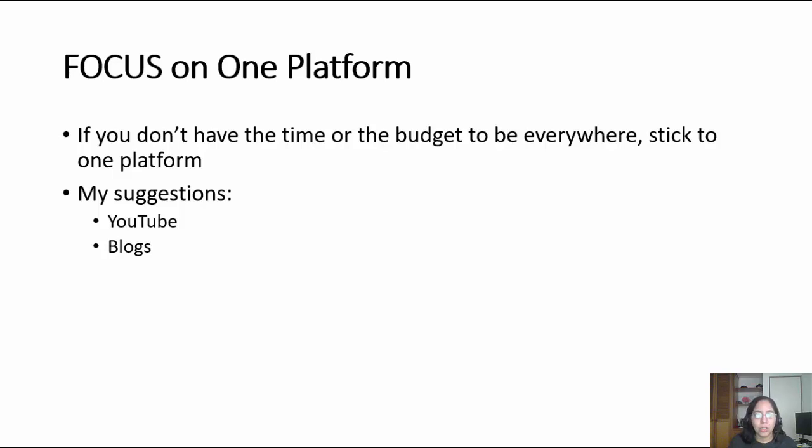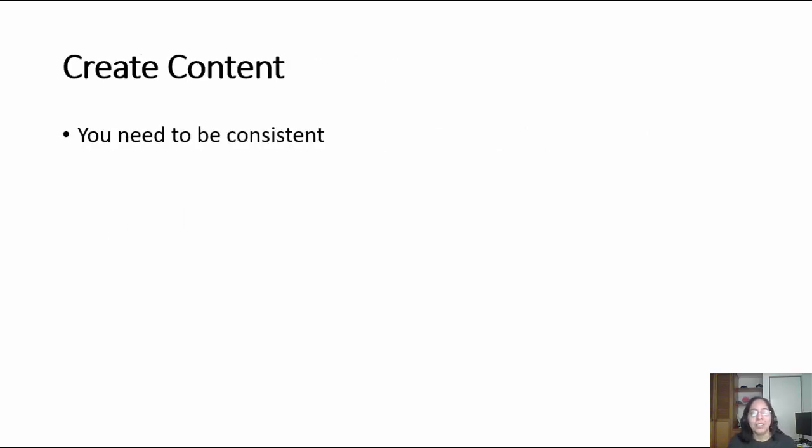So these are my two suggestions, but at the end of the story, you are going to be the one to decide. Once you have mastered your platform, right, you should move to another platform, okay? But if you are not getting the results that you want, stick to it, okay? These platforms are going to challenge you. They want to find out if you're really serious about your business, so stick to it. Create content, super important. This is what I was mentioning before. You need to be consistent.